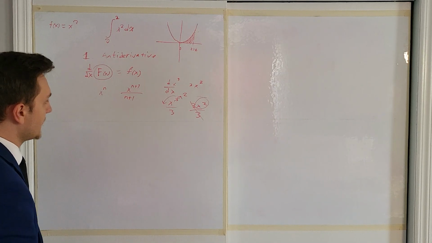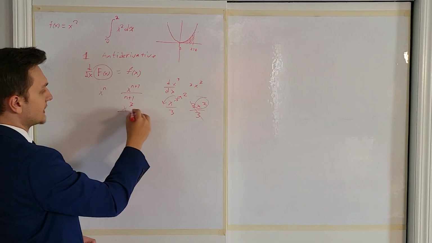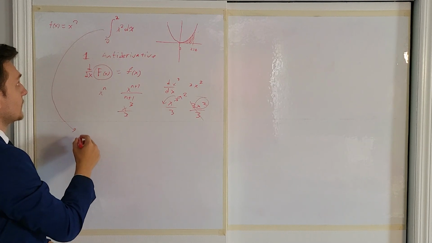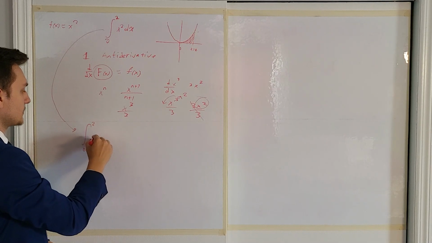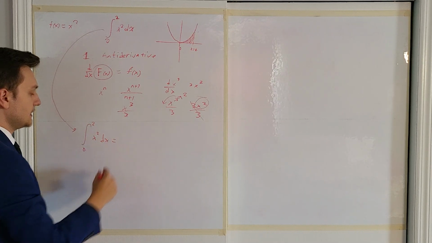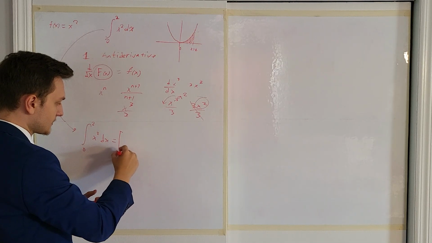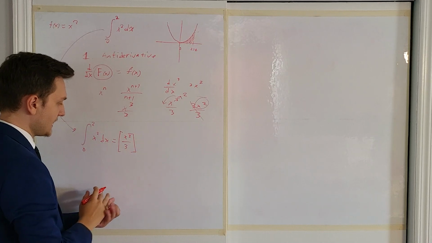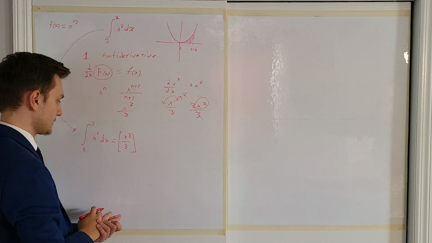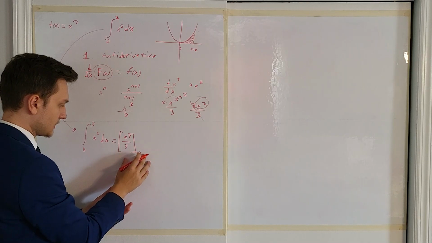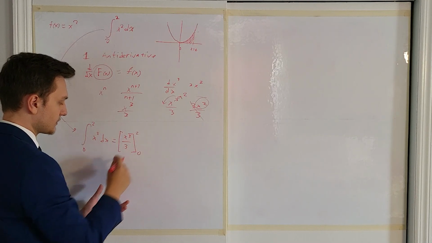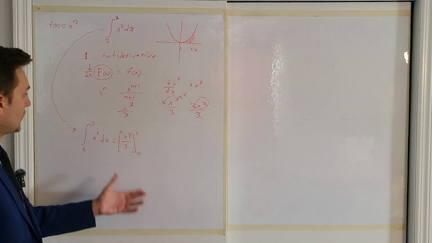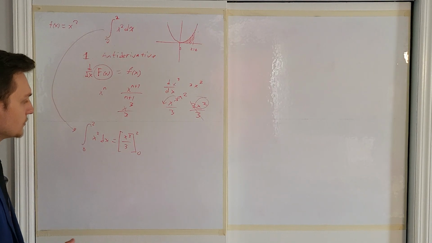Once I find my antiderivative, x to the third over 3, I'm going to rewrite my integral. The integral from 0 to 2 of x squared dx is equal to square brackets, my antiderivative, x to the third over 3, evaluated at my bounds. My lower bound 0 goes in the lower right, my upper bound 2 goes in the top right. And now we're done with the calculus. All that's left is some algebra.